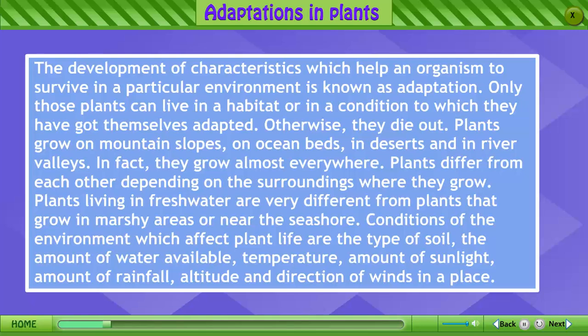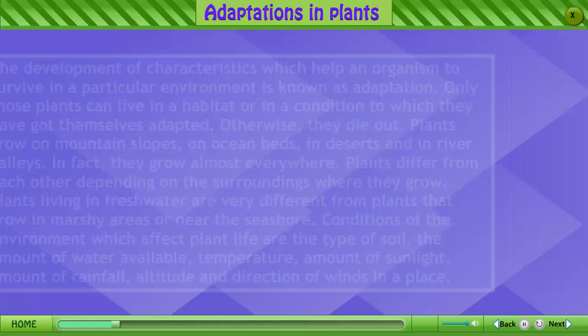Conditions of the environment which affect plant life are the type of soil, the amount of water available, temperature, amount of sunlight, amount of rainfall, altitude, and direction of winds in a place.